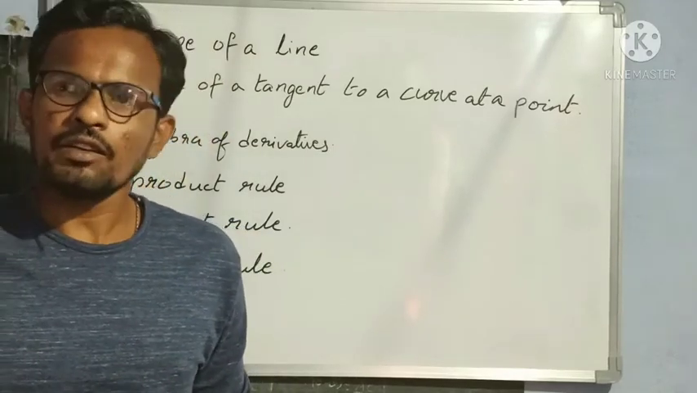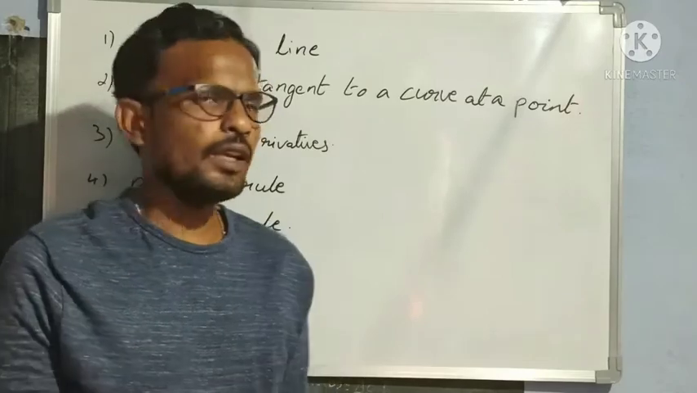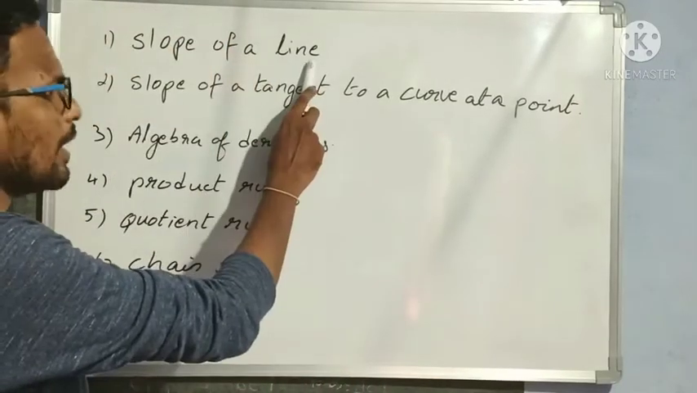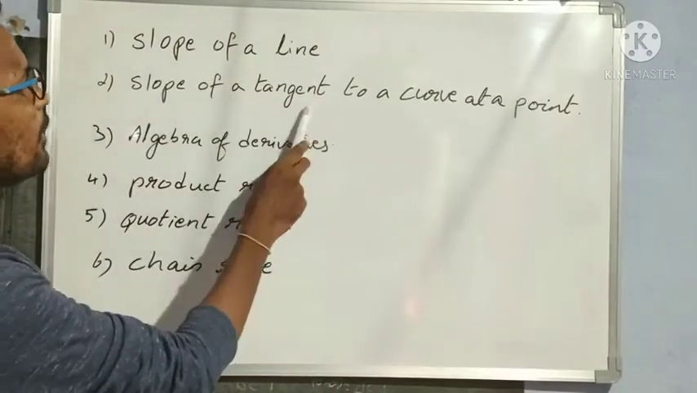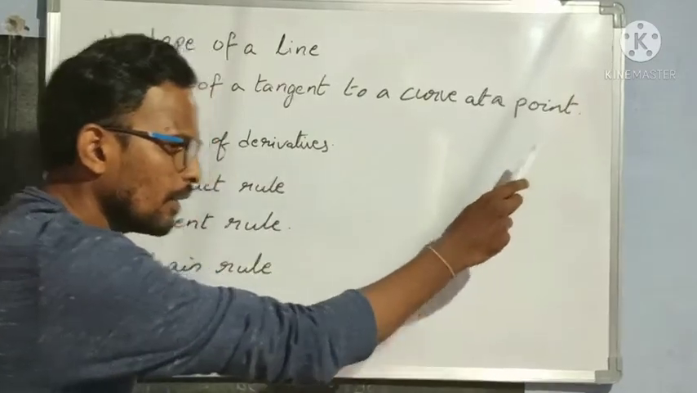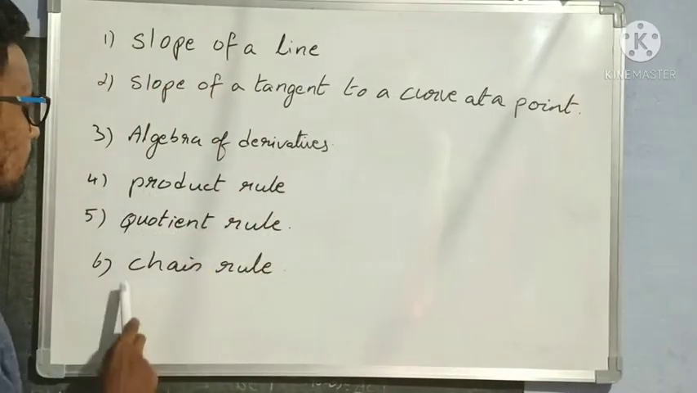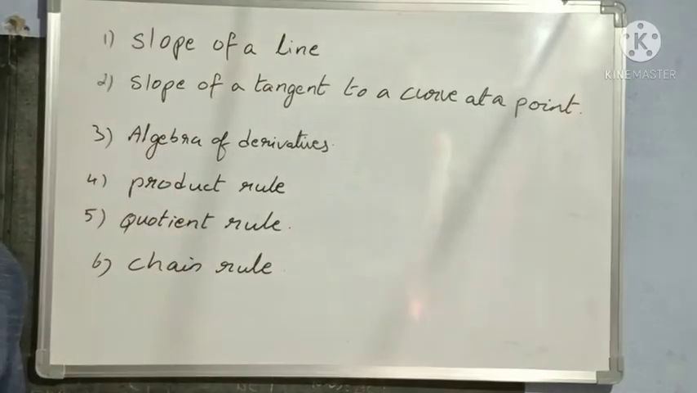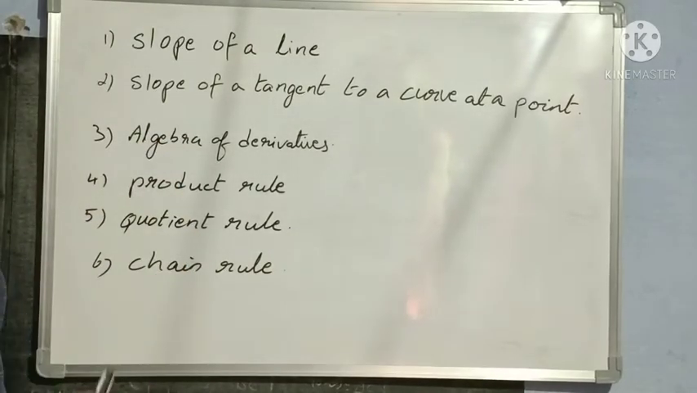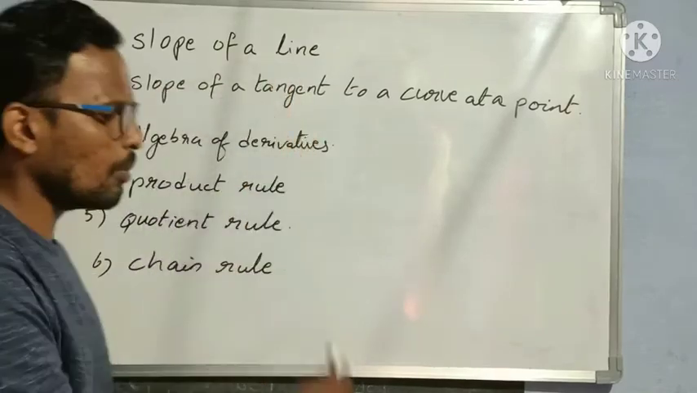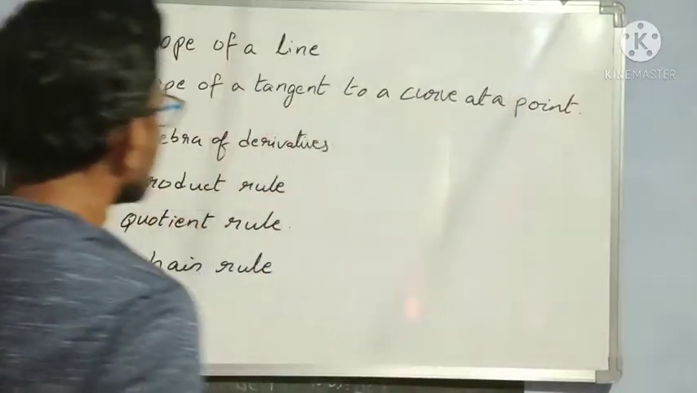In today's topic, let us see how to find the slope of a line first, afterwards slope of a tangent to a curve at a point, next algebra of derivatives, product rule, quotient rule and chain rule. All these concepts I will explain one by one. So first let us go to the slope of a line. How to find out slope of a line?